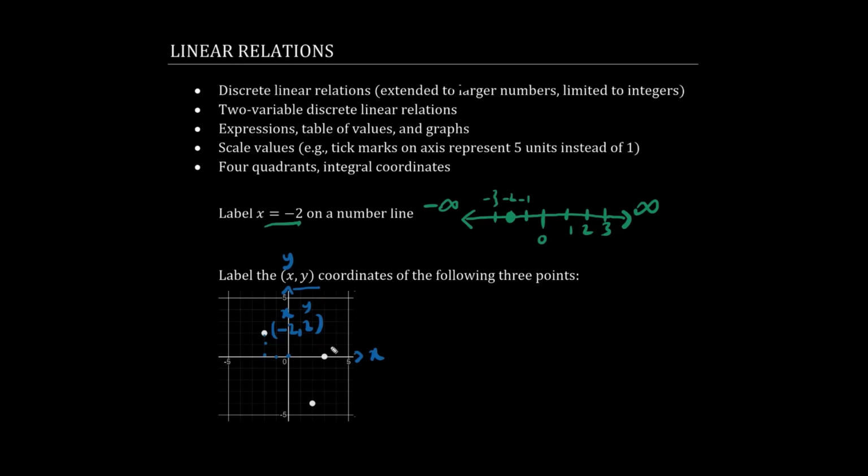Now let's label this one here. This is 1, 2, 3 to the right. So this is 3, 0. The x value is 3 and the y value is 0. Now this third point, we go 2 right and we go 1, 2, 3, 4 down. So we have 2, -4 because we're going down 4 units.